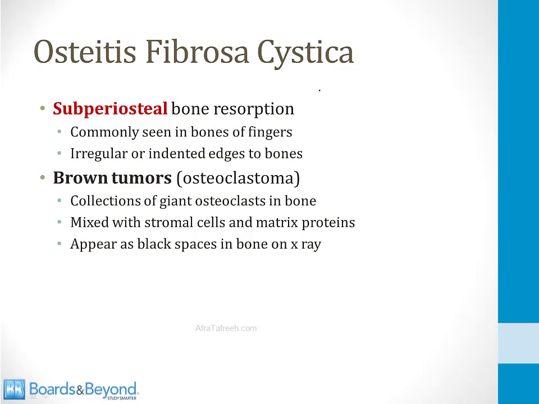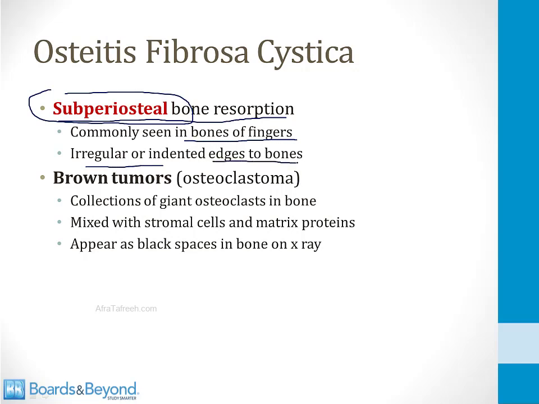What's happening at the tissue level is that bone is being resorbed in the subperiosteum. You should remember this word, subperiosteal. It's a USMLE buzzword. Recall that the periosteum is the membrane surrounding bone, and just below that layer, bone resorption occurs in hyperparathyroidism. This is commonly detected on x-rays of the bones, and in the fingers you will see irregular or indented edges to the bones, and that's because those edges just below the periosteum are being resorbed.